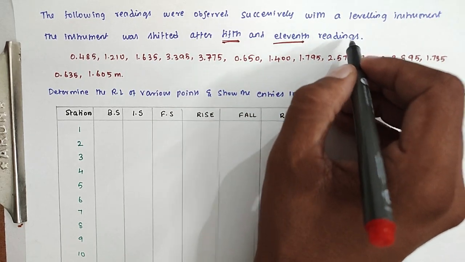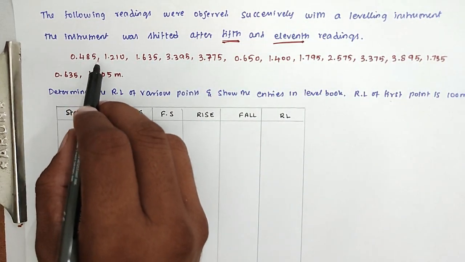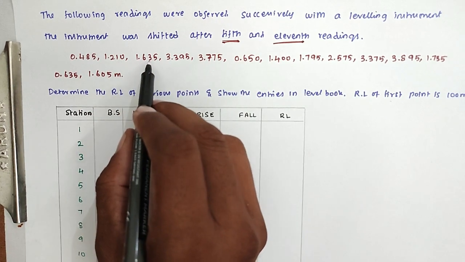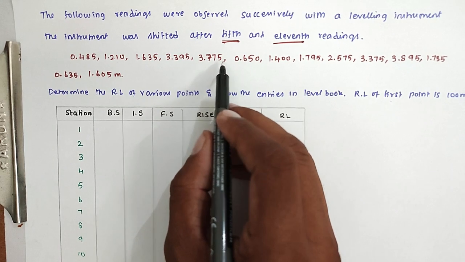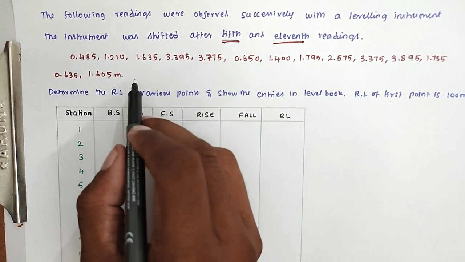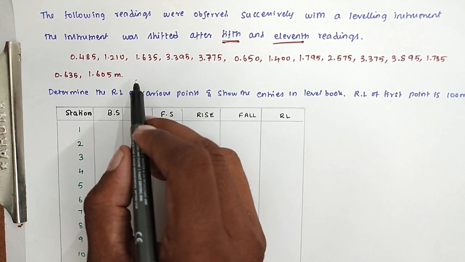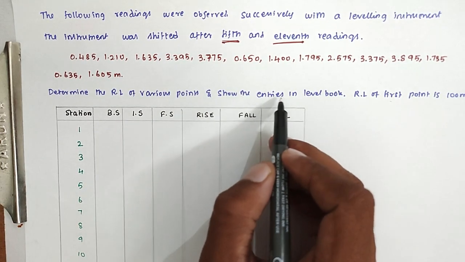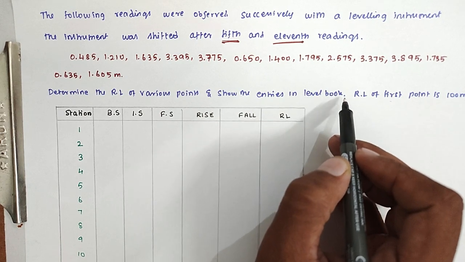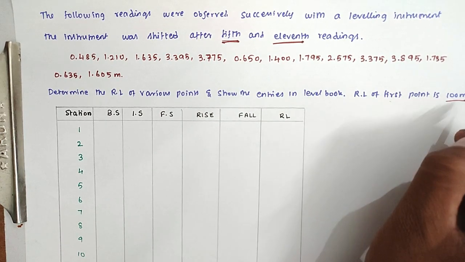The readings are 0.485, 1.210, 1.635, then 3.395, and 3.775. These are all the values we get from the leveling staff. Okay, determine the RL of the various points and show the entries in the level book. RL of the first point is 100 meters.